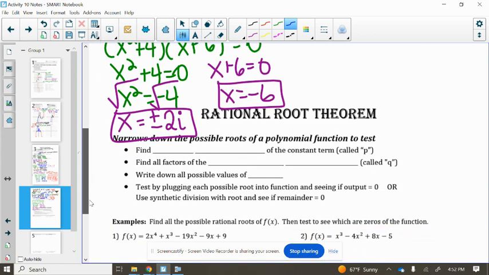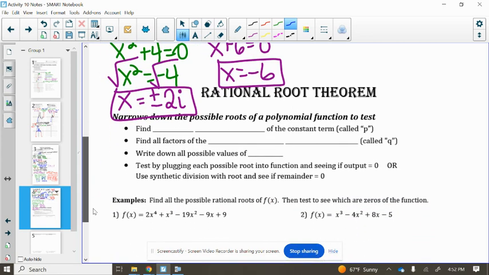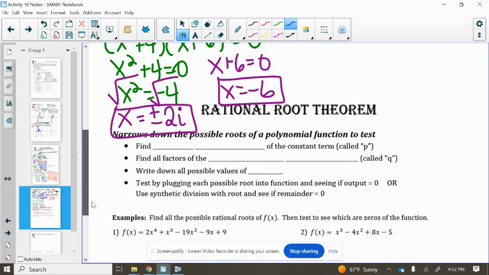Hi everyone, and welcome to our last part of Activity 10. Today we're going to talk all about the rational root theorem.